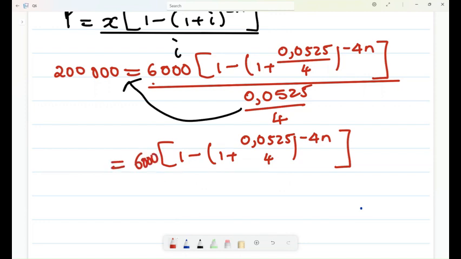6,000 here. Then we have how much? 2,625. Confirm? Yes. Then now you divide this answer by how much? By 6,000. You get how much? 7 divided by 16. Then I'm going to say 1 minus.